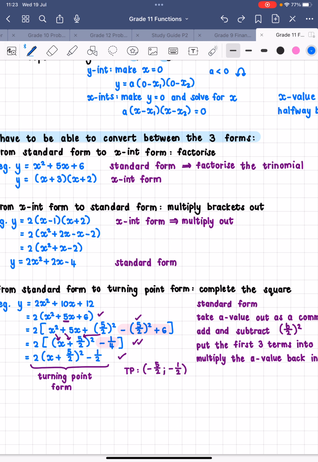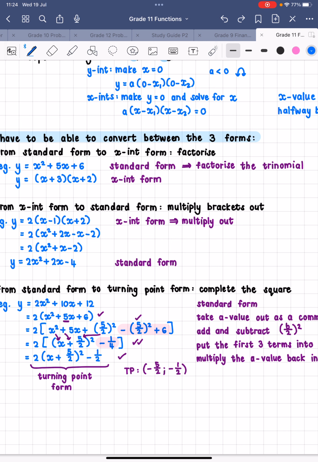I've highlighted them. So minus 5 over 2 squared plus 6, when you work that out, will give you negative 1/4. That is not fully turning point form yet. We still have a 2 here in front of the whole square bracket that we then need to multiply back into those brackets. So 2 multiplied by the brackets, and then 2 times negative 1/4 is negative 1/2. Right, once you've done all of that, that is turning point form, and you can then read off the coordinates of your turning point.